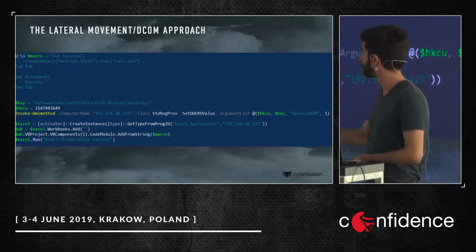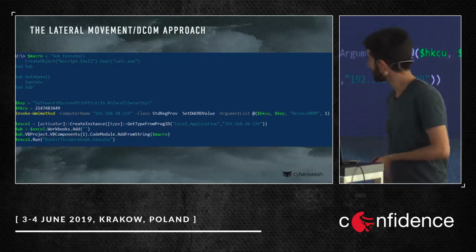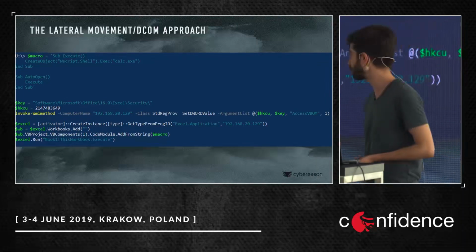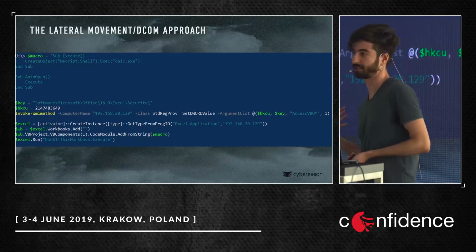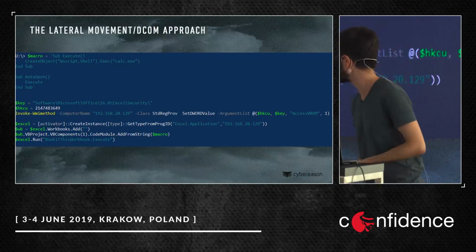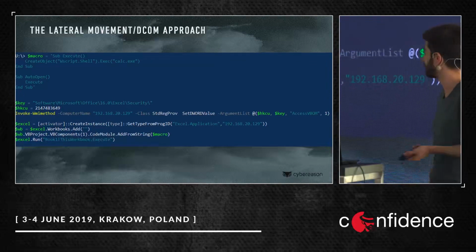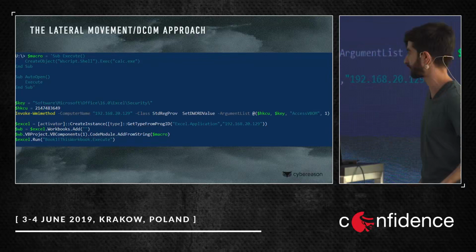And I use a bit of WMI magic to change a registry key, which allows me to inject macros into an Office COM object without creating a file, meaning that I don't really need an actual document on the machine. And the moment I do this, I create the, let's say, Excel application COM object. This could be PowerPoint, this could be Word, that doesn't really matter.